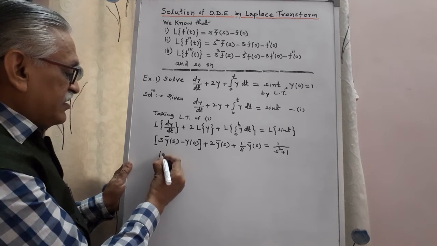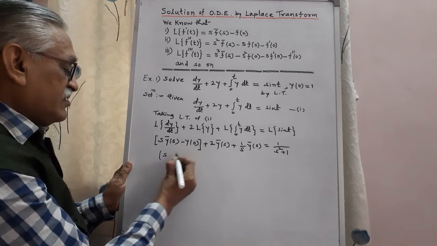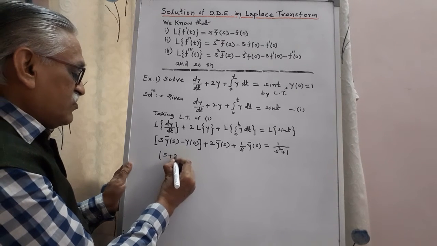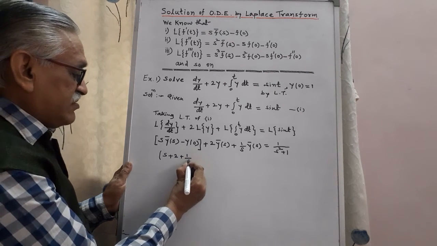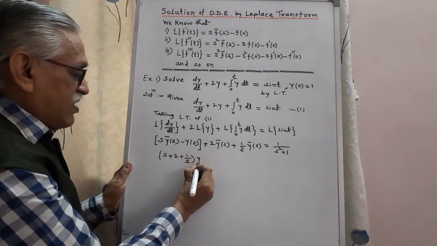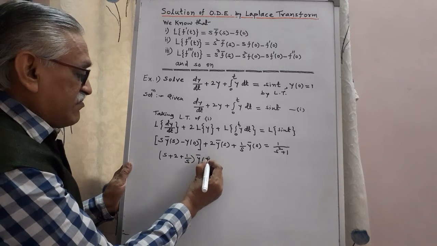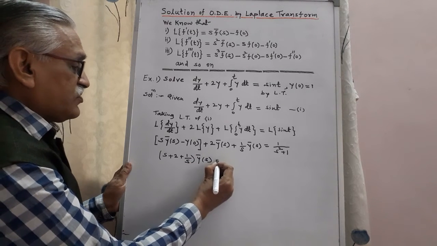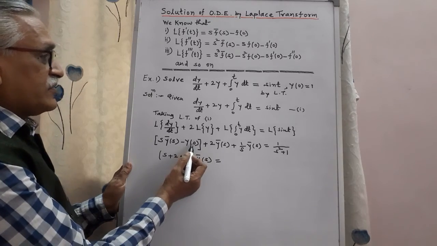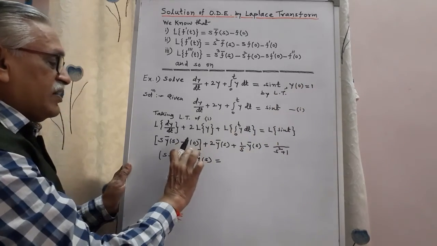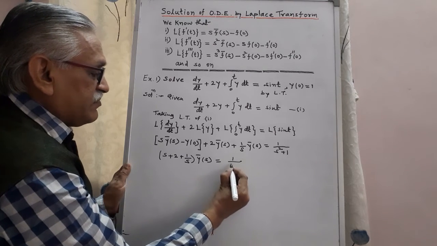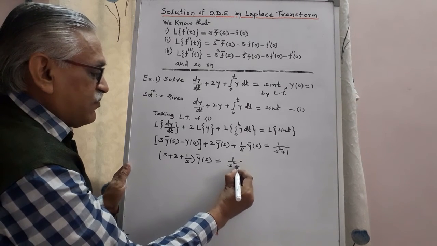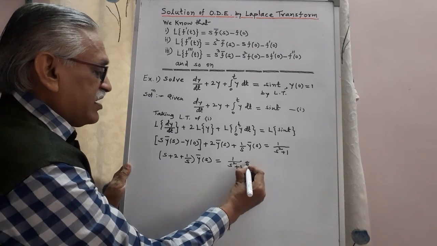There are 3 terms of y bar of s. Combine them. It is s plus 2 plus 1 by s, into y bar of s, is equal to, substitute the value of y of 0. y of 0 is 1, therefore minus 1. If you transfer to that side, it becomes plus 1. Therefore 1 upon s square plus 1 and plus 1.